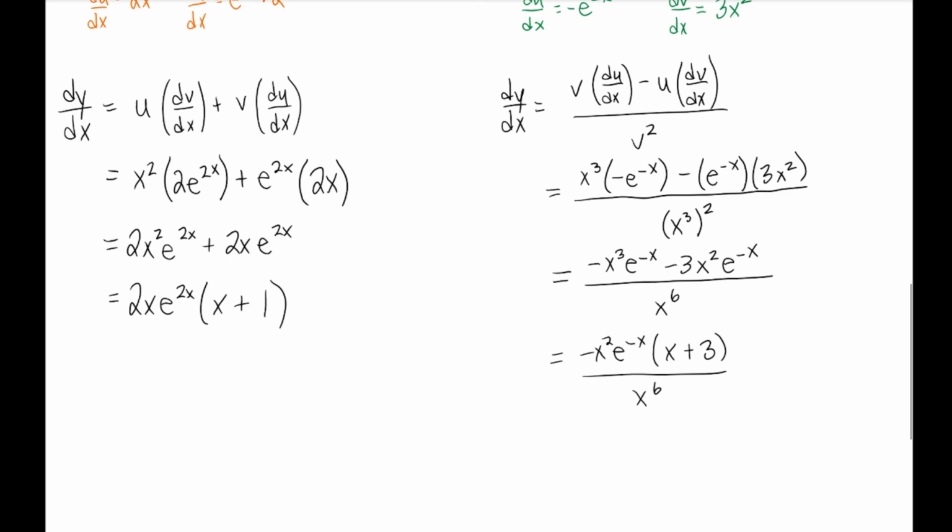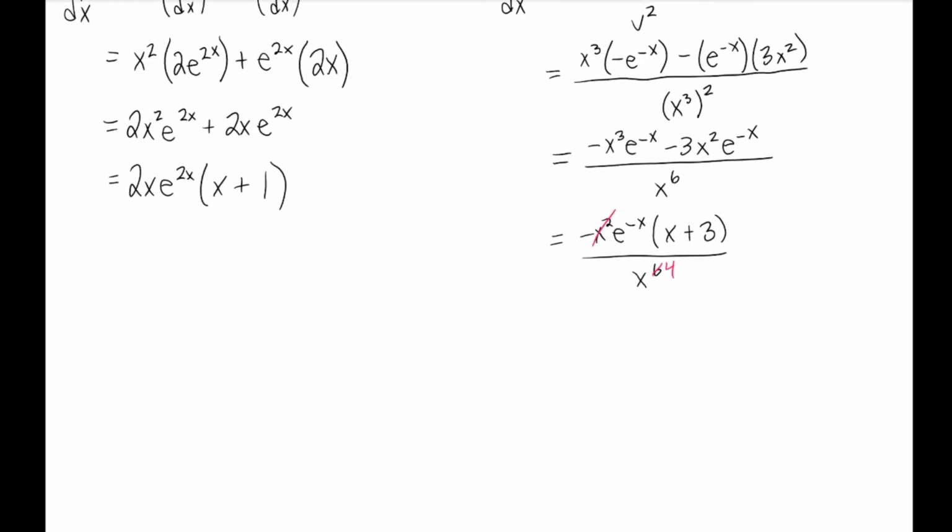And then I can actually reduce here, which might be worthwhile depending on what the next thing you have to do with this is. So if I reduce those x squared and x to the 6 together using exponent laws, I'm going to be left with negative e to the negative x times x plus 3. And this is all over x to the 4.